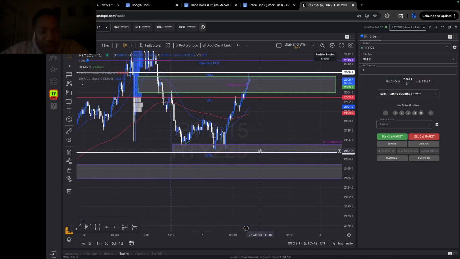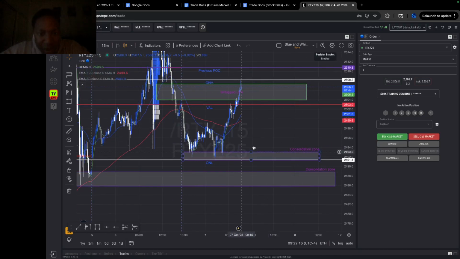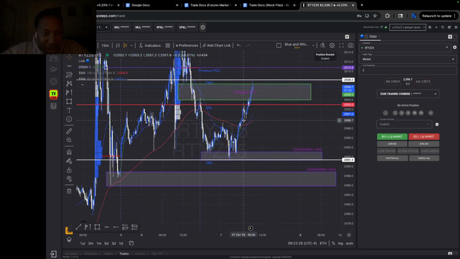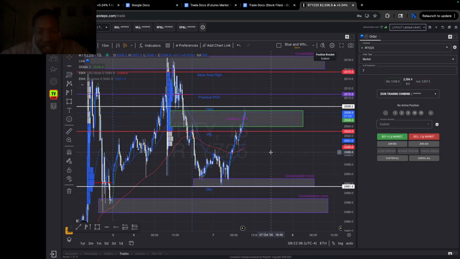and if your overnight areas are backed by price structure, you see how the overnight high is backed by an LVN. Overnight low is backed by a consolidation zone that we marked out, right? Previous consolidation zone over here, previous consolidation zone over here, a previous POC right over here. These are extremely important because if it's a fade day, then I know this is a very strong area.